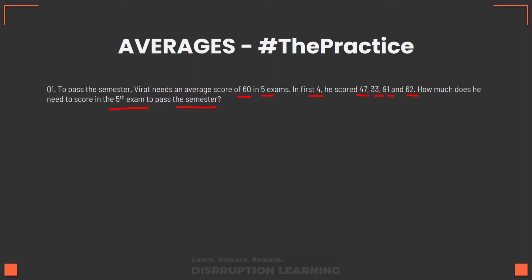We know that average is equal to the total of all the exams divided by the number of exams, right? Now the average that he needs is 60. We don't know the total yet, and the number of exams is 5, right? So this means that the total is 60 into 5, that is 300.